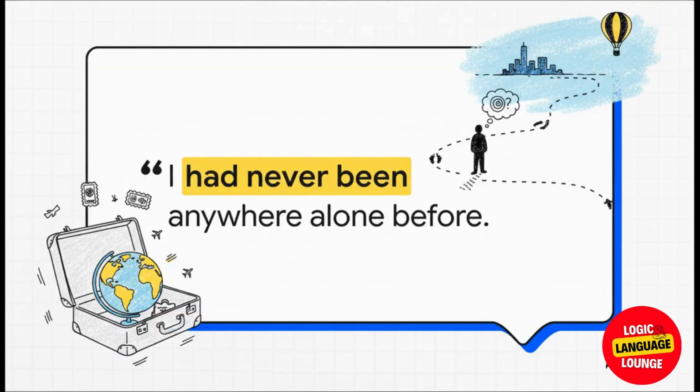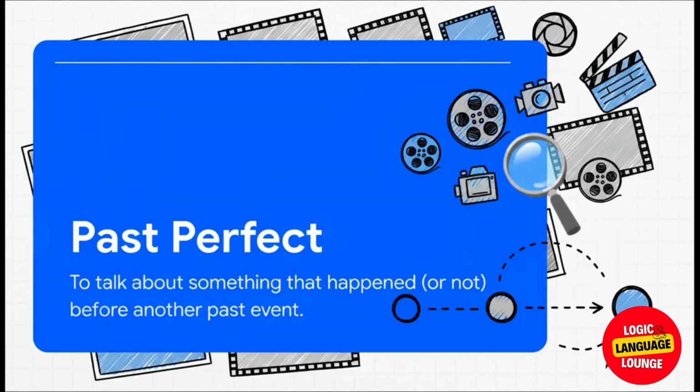Okay, now let's add a little backstory. "I had never been anywhere alone before." See what that does? It adds this whole new layer of context. It tells us something important that happened before the decision to travel was even made. And that right there is the exact job of the past perfect. It's kind of like a flashback in a movie. It shows an action that happened before another past event, which helps us put our story in the perfect order.